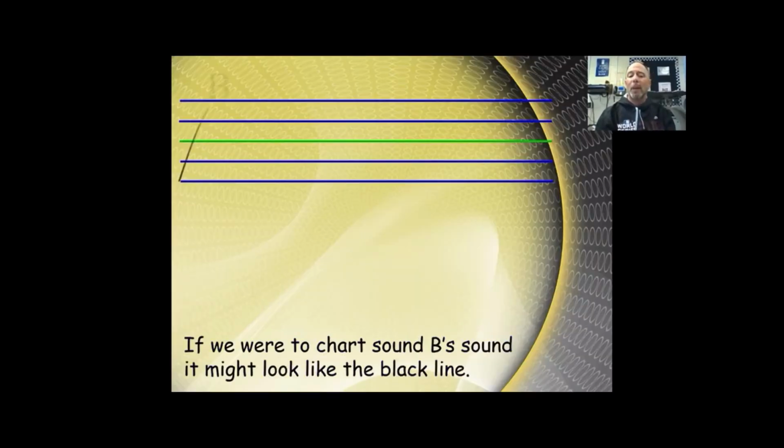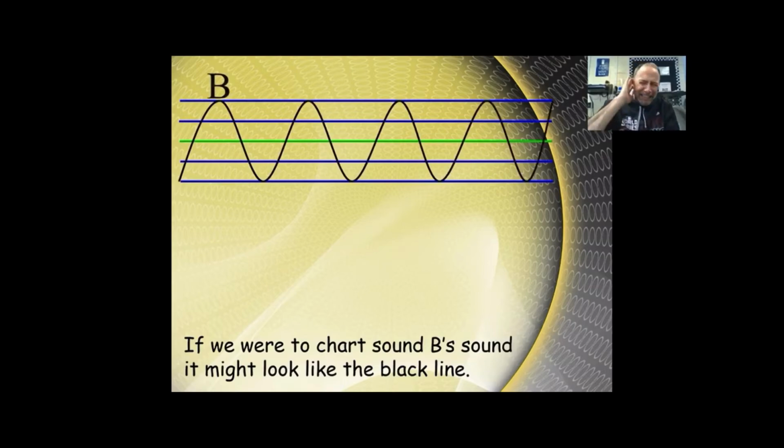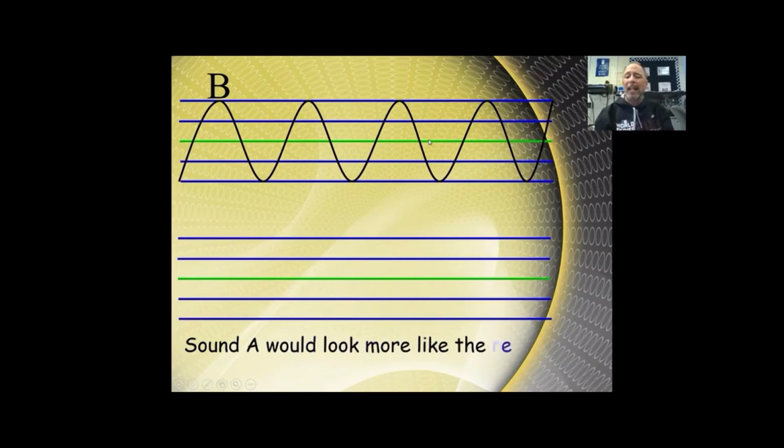So, if we were to chart B's sound on the bar graph thing there, it might look like that, with the crest getting right up here, right on the very top and the very bottom of the wave, as it spreads out evenly from the center line. But if we take a look at A, not quite as loud, and it would look more like the red line, where it's a shorter wave height.